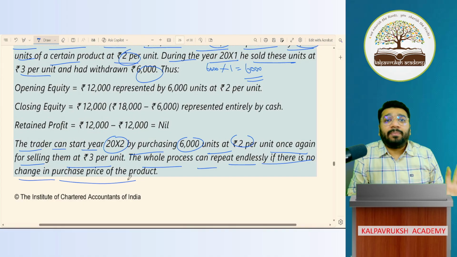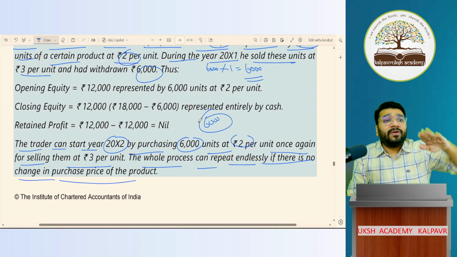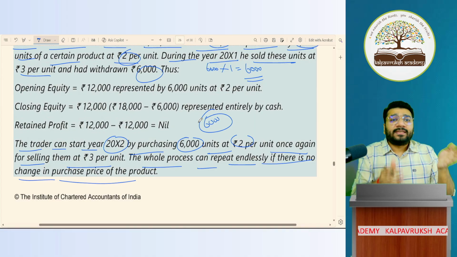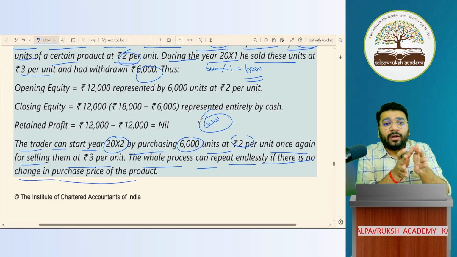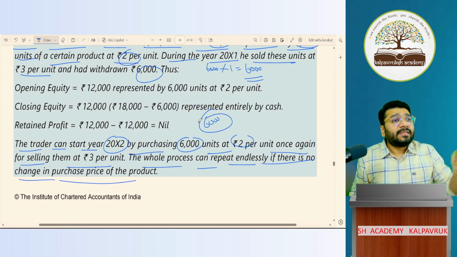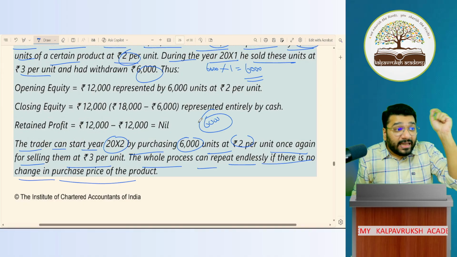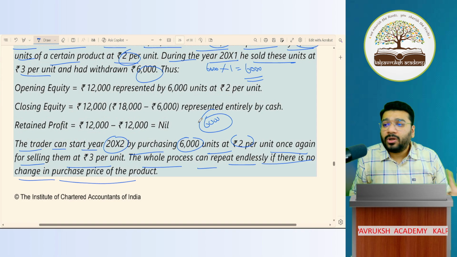If there is no inflation, whatever 6,000 rupees profit is earned is profit which can be enjoyed and withdrawn. Got it, not got it? If there is no inflation, the same process will continue. 12,000 worth of chocolates purchased, sold for 18,000, 6,000 profit earned, that 6,000 profit you will withdraw. This can continue only when there is no inflation. But if inflation comes, then the calculation has to undergo a change. Got it, not got it?